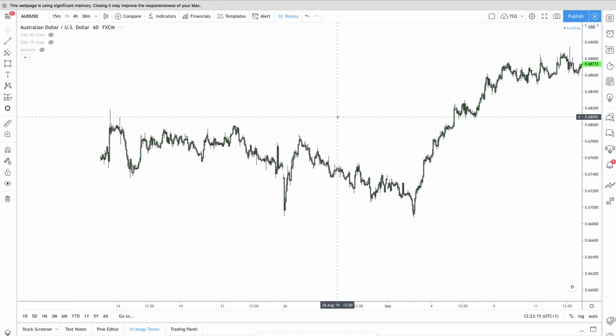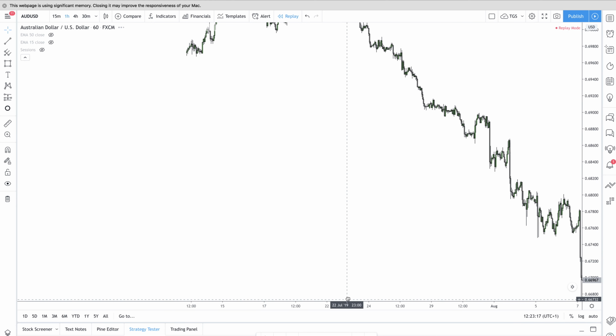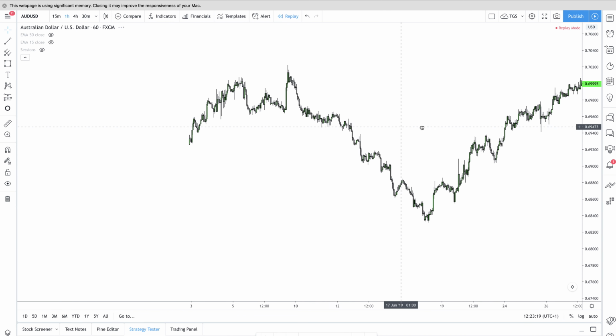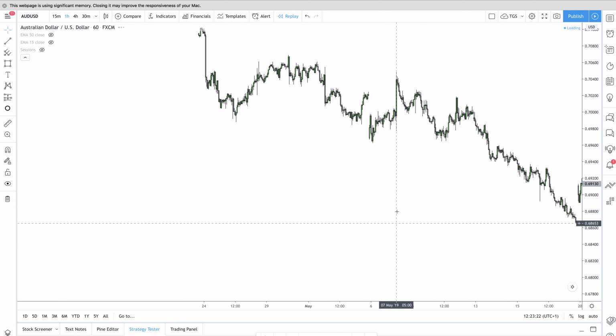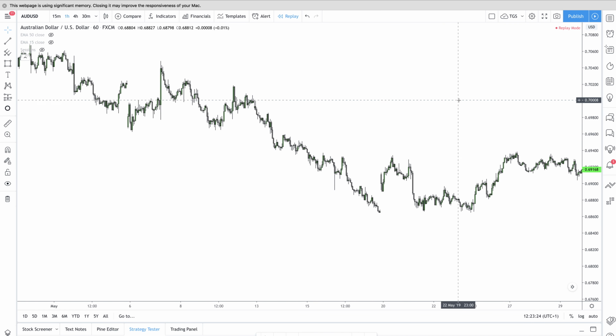Okay, so I'm just literally pulling back so then we can start scrolling forward anywhere random in the chart. I mean, here we do. So let's see what we can find.